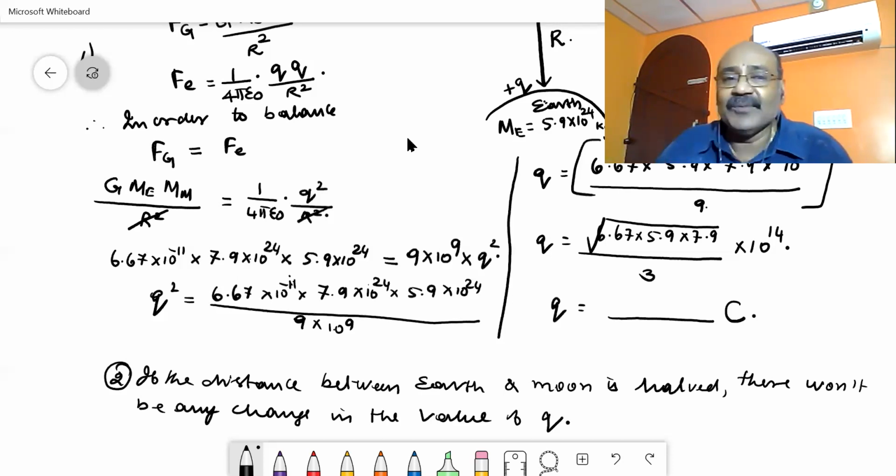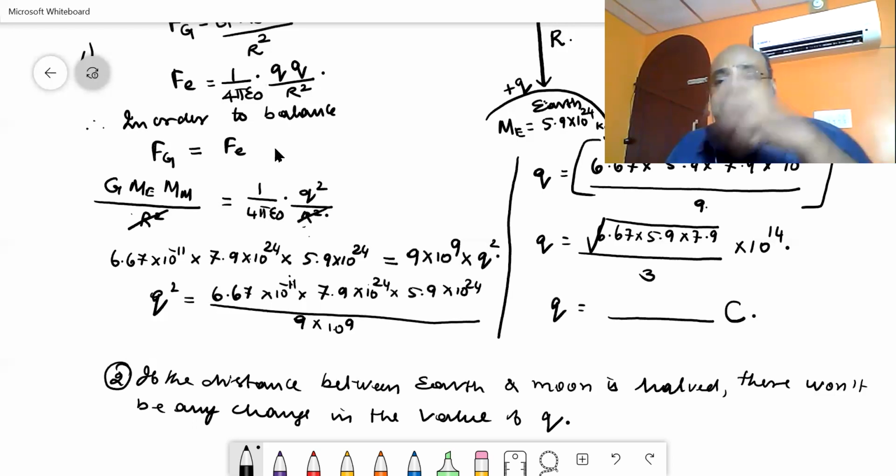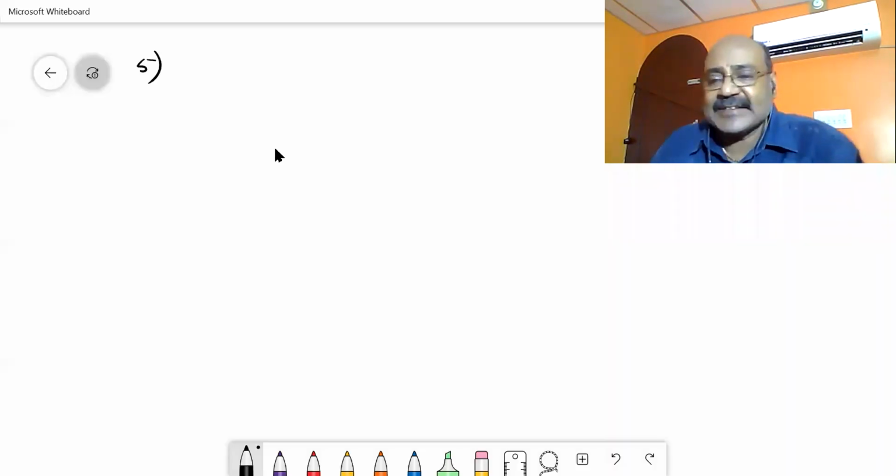Why is it so? See, when you are making the balancing, in order to balance, we are equating the gravitational force with the electrostatic force. When you are equating, both the distances are getting cancelled. So the charge that we are getting is independent of distance. So whatever may be the distance, the value of charge never changes. Hope you should have understood this. Let us go on to the next problem.